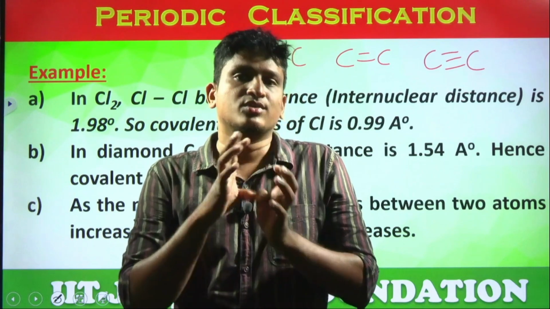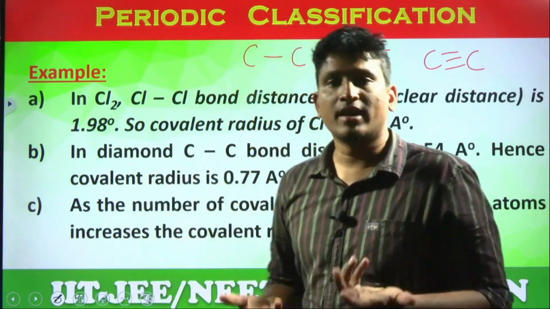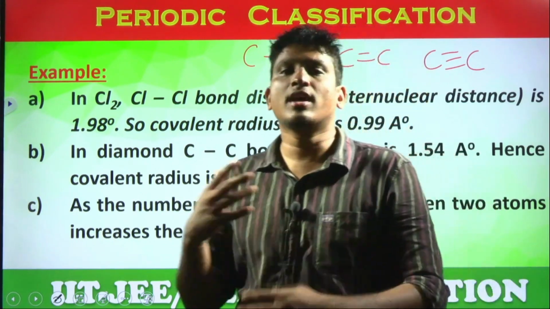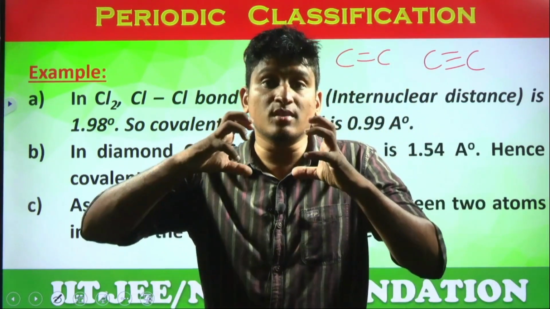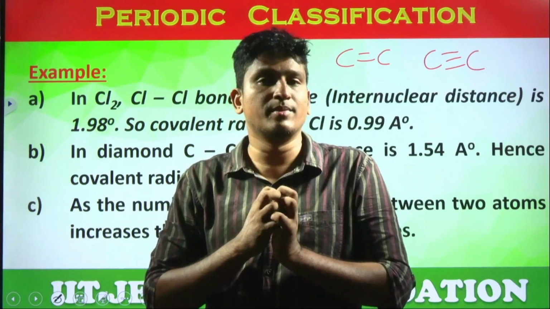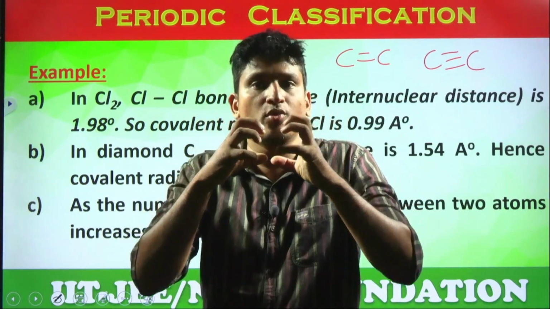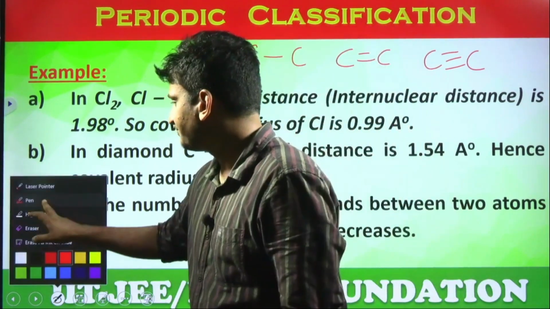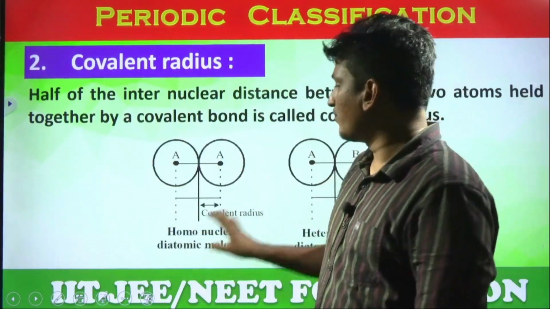Yes, students, so obviously the covalent radius will decrease. You have to remember this point. Why is it happening? If there are more bonds, overlapping of the atomic orbitals will be more, so the atoms come closer and closer, as expected in the case of a triple bond. So right, next. We have covered covalent radius.